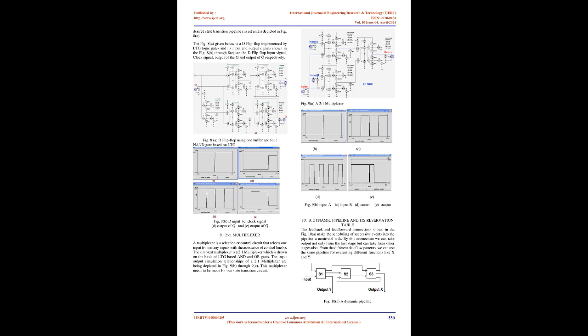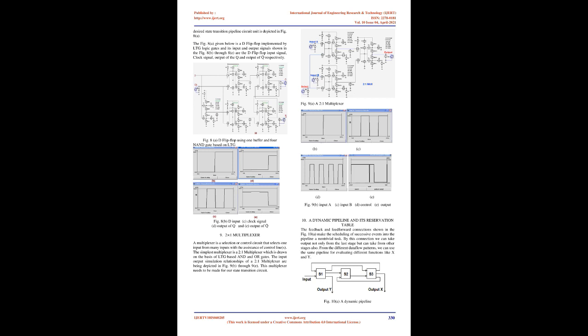The implemented D flip-flop required for our desired state transition pipeline circuit unit is depicted in Fig. 8a. Fig. 8a, given below, is a D flip-flop implemented by LTG logic gates, and its input and output signals shown in Fig. 8b through 8e are the D flip-flop input signal, clock signal, output of Q and output of Q-bar respectively.